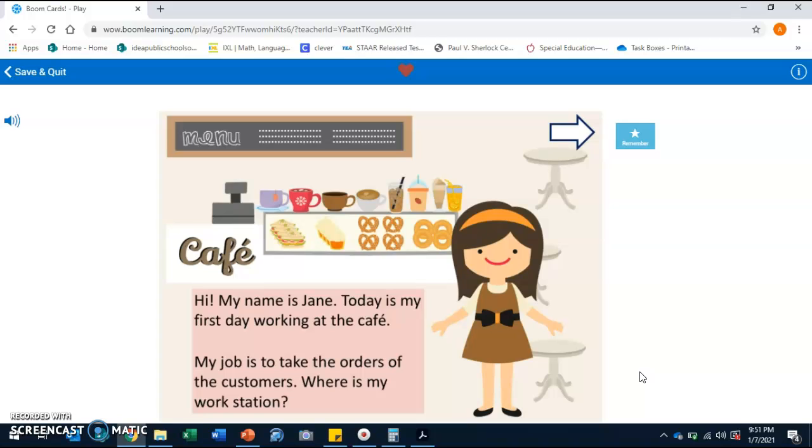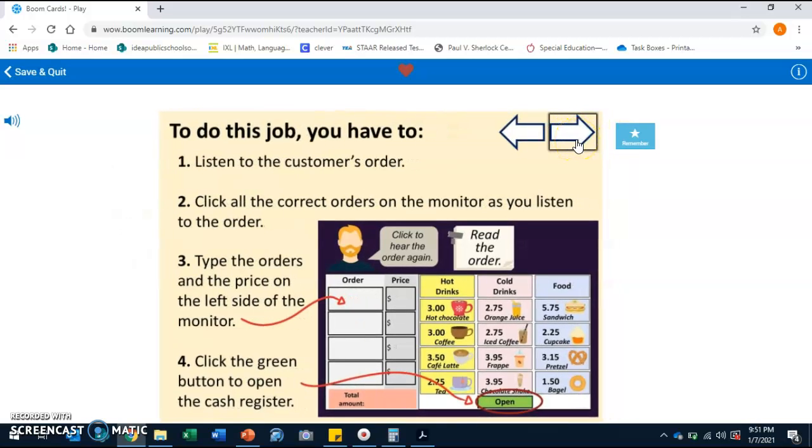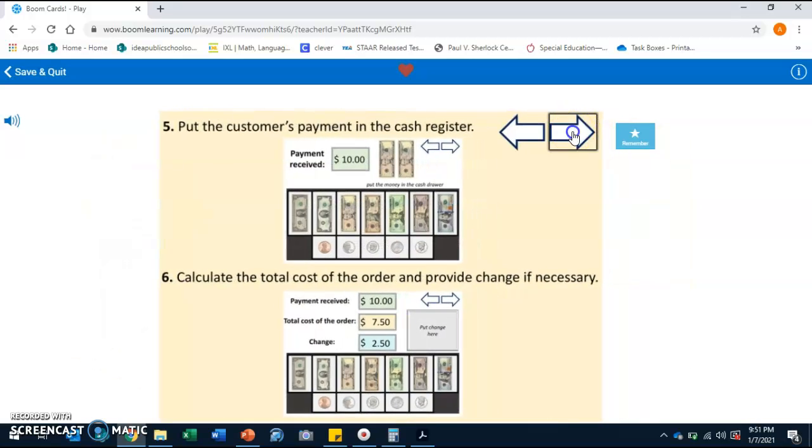For today, I want you to do 3 orders today. Once you do your 3 orders, you will press submit order. So let me show you what you are doing. I'll be showing you an example.